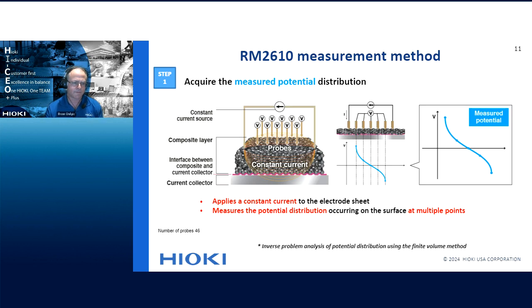So the first step is to acquire the measured potential distribution. This is where we apply a constant current and measure voltage over a small surface area at multiple points. And in the next slide, I'll go into some more details. But that is our observed or measured potential.